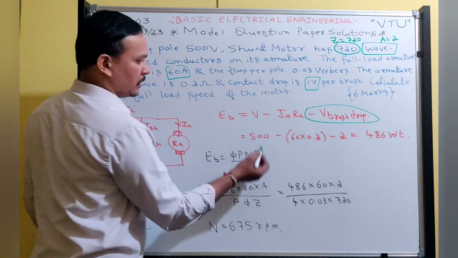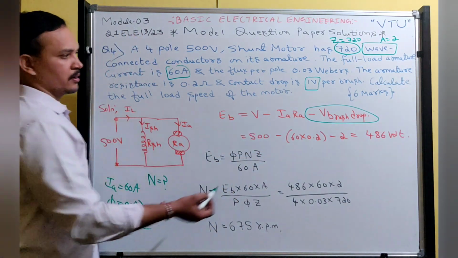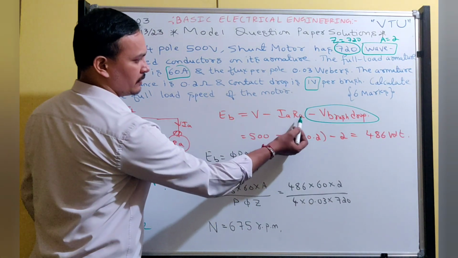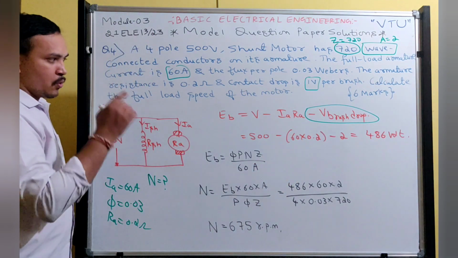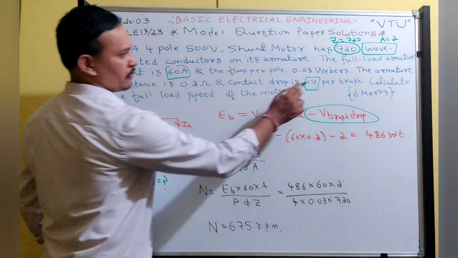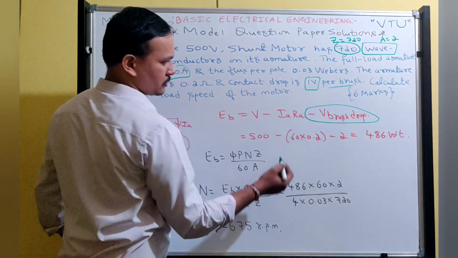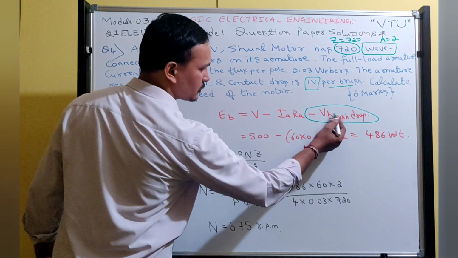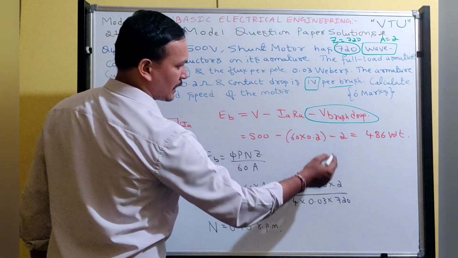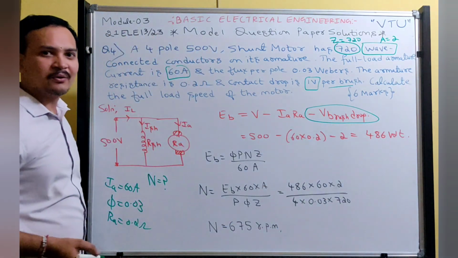Okay. So now enter all the values. What is V given? 500. What is armature current? 60. What is armature resistance? 0.2. Minus, what is the V brush drop? 1 volt per brush. They gave here 1 volt per brush. So two brushes are there, one brush and two brush. So you write minus 2 volts. Do this in the calculator, you will get 486 volt.